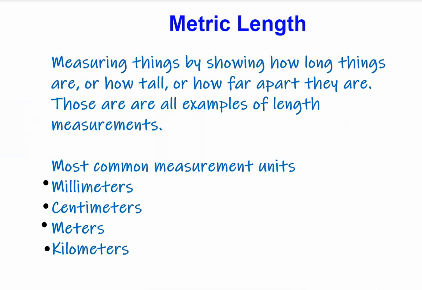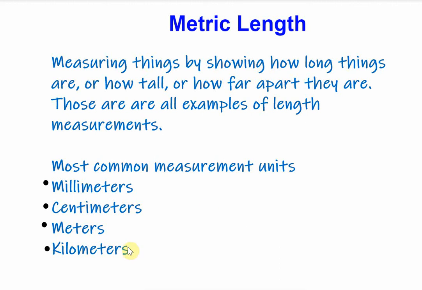Now that we understood the measurement units, let's move on to metric length. Metric length means measuring things by showing how long things are, how tall, how far apart. If you are traveling from one destination to another and I ask you how far you are traveling, you may tell me you are traveling 15 kilometers. So this is the measurement of length. There are different types of units used in the measurement. The most common units for length are millimeter, centimeter, meter and kilometer.